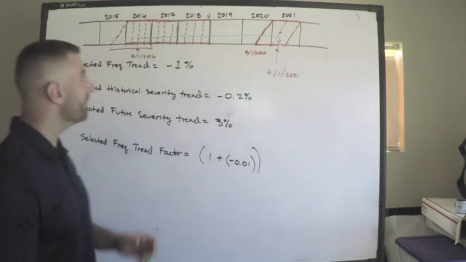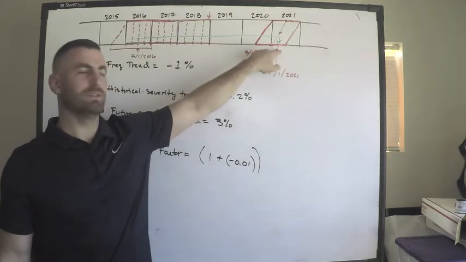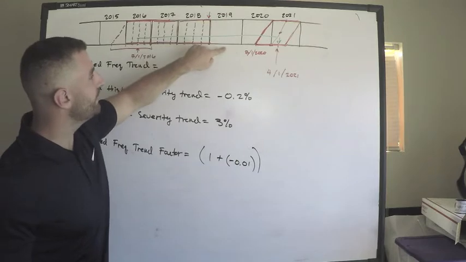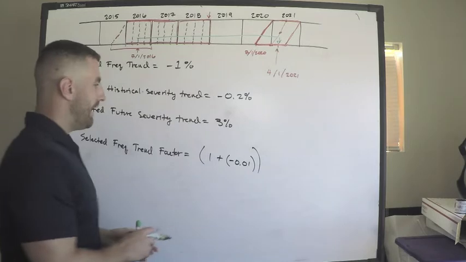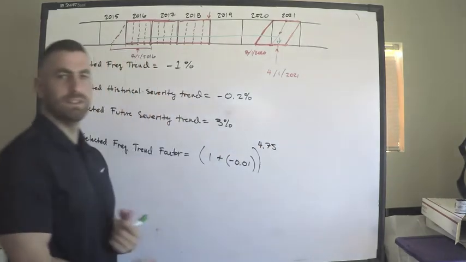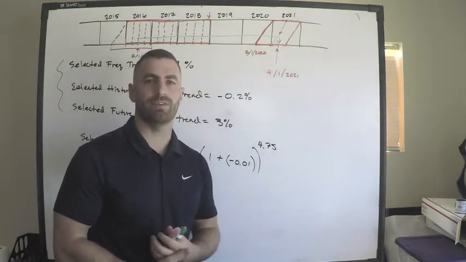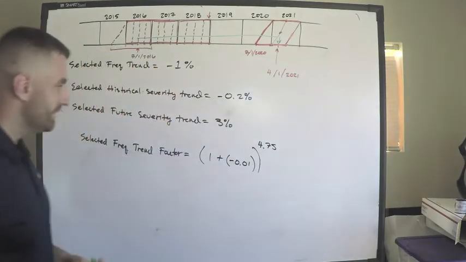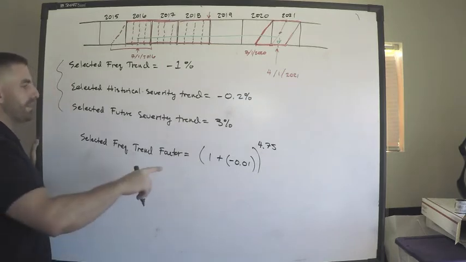I need to raise that to a power. How far am I projecting this frequency trend? Well, I need to go 1, 2, 3, 4 and 3/4. I need to project it out to 4.75 years. Now hopefully, for me, I was like, oh, this is why we had to learn all that financial math stuff. Not really, but we did a lot of this kind of stuff with compounding interest, right? This is kind of like compounding interest. All right, so now I have that.